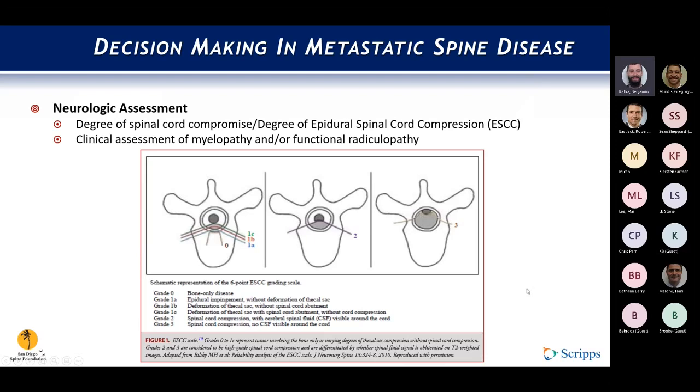So the first assessment is the neurologic assessment, and the first part of that is an imaging evaluation, using a scale created by Dr. Bilsky, the epidural spinal cord compression scale. And you look at the imaging, and grade 0 is totally within the vertebral body. Grade 1 is varying degrees of epidural encroachment, and then grades 2 and 3 are considered high grade. Grade 2 has abutment and deformation of the spinal cord with preserved CSF space, and grade 3 has total obliteration of the CSF space. It's also important to look at the patient clinically for signs of myelopathy and functional radiculopathy and the acuity of those deficits, because that can change the aggressiveness and the timing of your intervention.